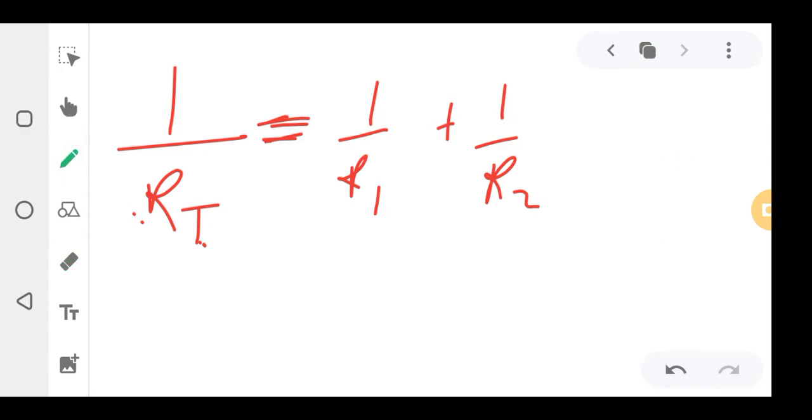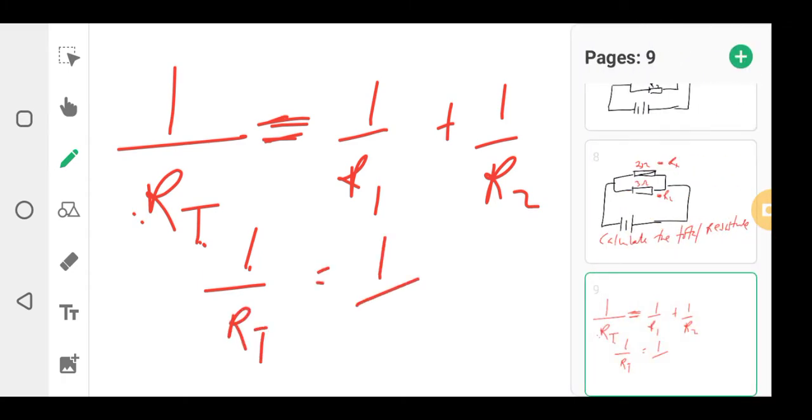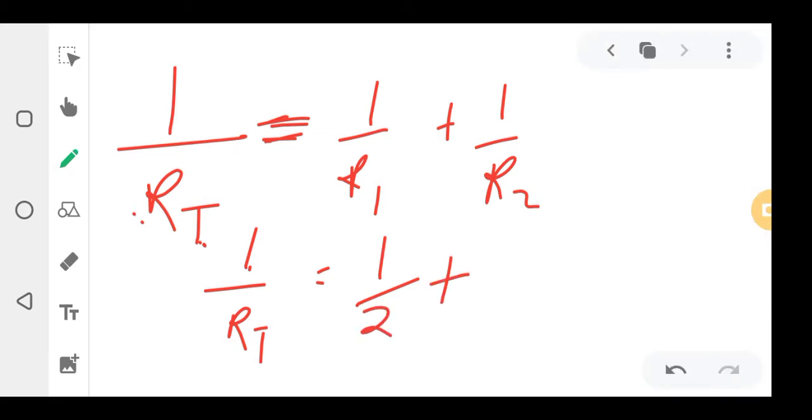So it will be 1 over RT. 1 over resistor 1 is 2 ohms there, so you put 2, plus resistor 2 is 3. We always put 1 there: 1 over RT, and then you substitute R1 and R2.